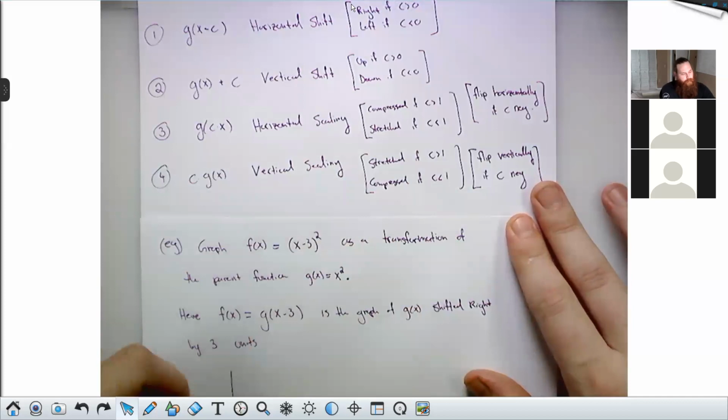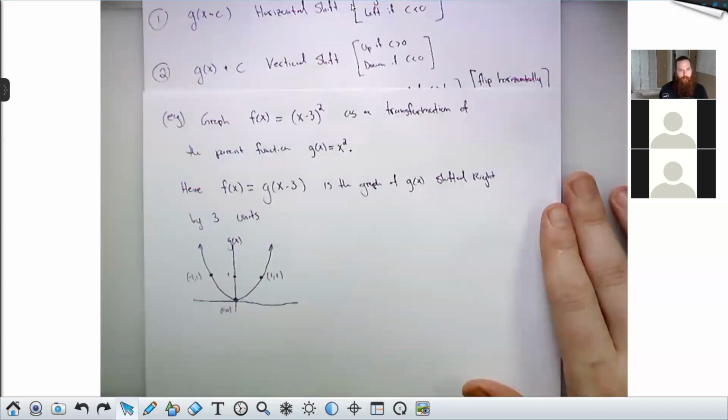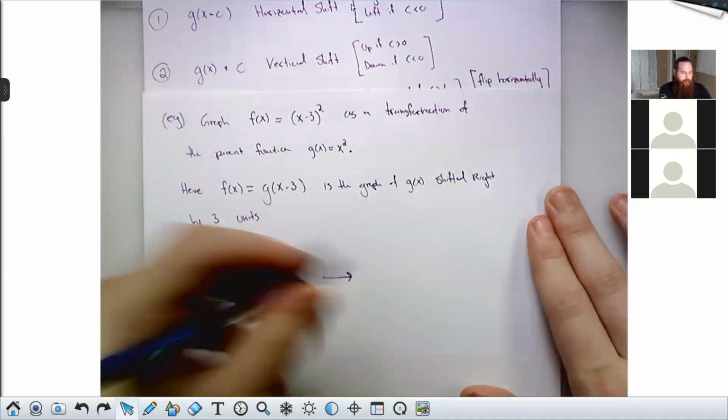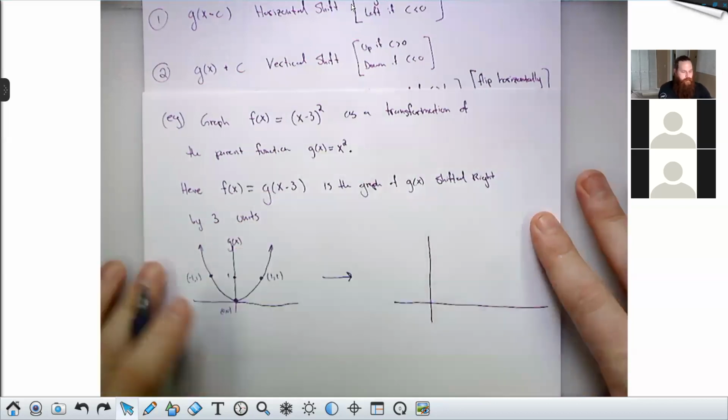So here's the graph of the original, the graph of g. g of x is just x squared. We should always track a few points. So I'll track 1, 1, negative 1, 1, and 0, 0. This is the graph of my parent function. And then if I transform that by sliding everything to the right by 3 units, I'll get the graph I want.